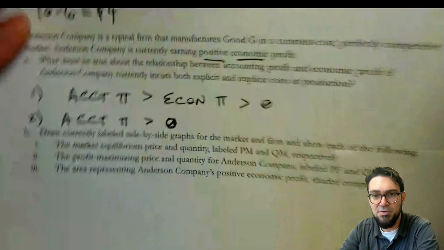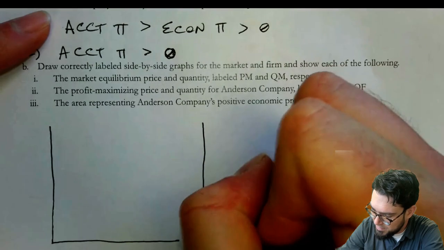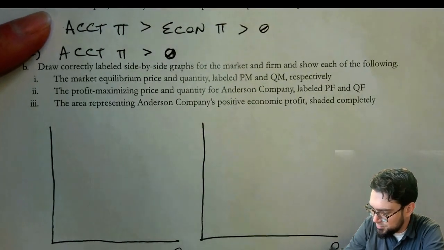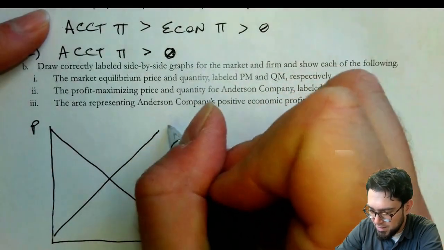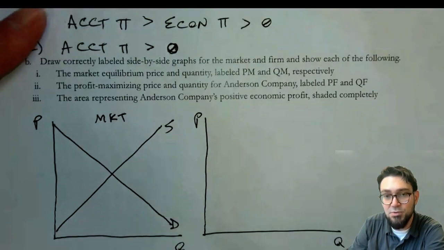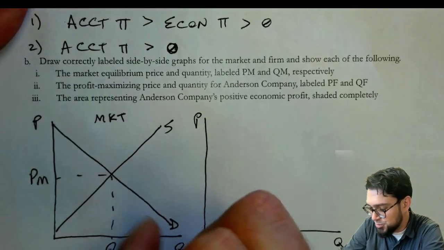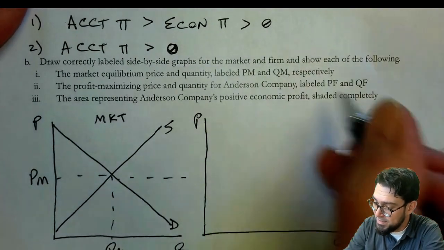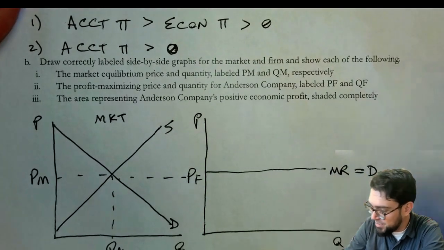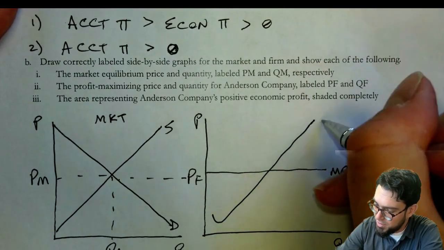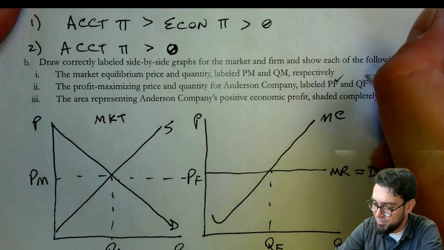Draw correctly labeled side-by-side graphs for the market and the firm and show the following. And so really this is just going to graph Anderson Company and their market. So we want to put P's and Q's. And we're going to have downward sloping demand and upward sloping supply. This is the market. So we do want to label that market. And we're going to use PM and QM. So it's a pretty common convention. And then go over, and it does say label these P sub F, and that's going to be our marginal revenue and our demand curve. And then we're going to use marginal cost here. And we know the firm is producing Q sub F, right? So we've done that one and we've done that one.